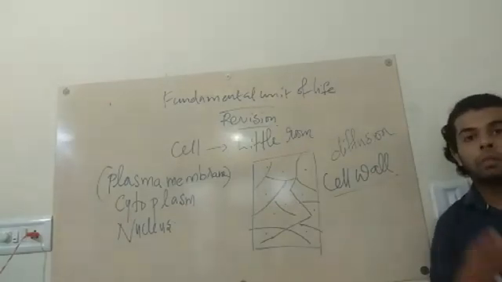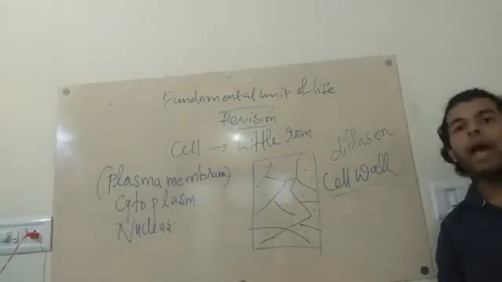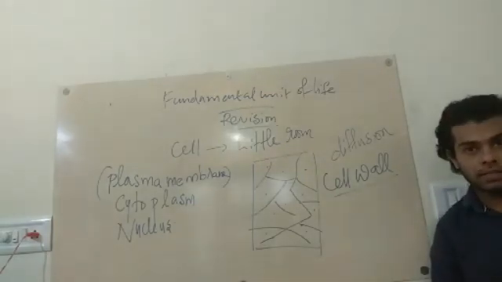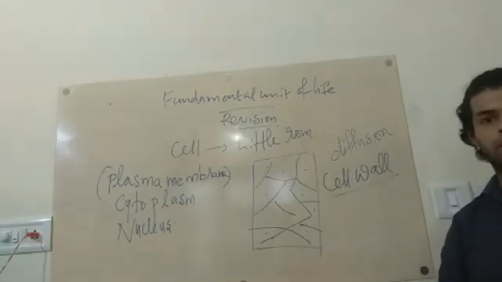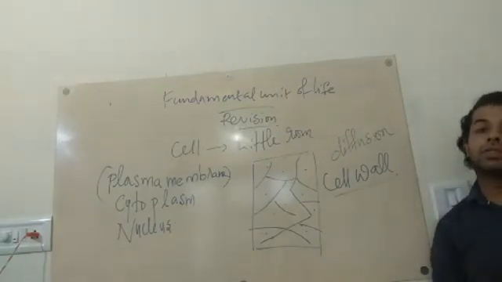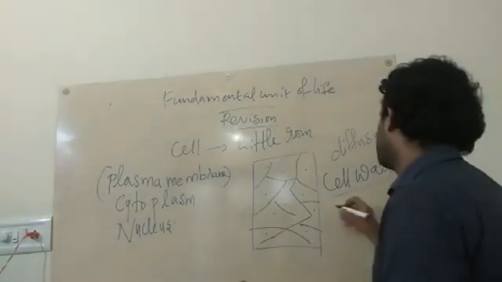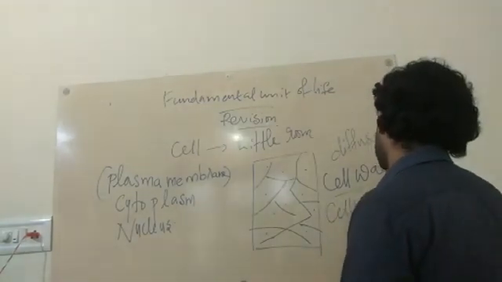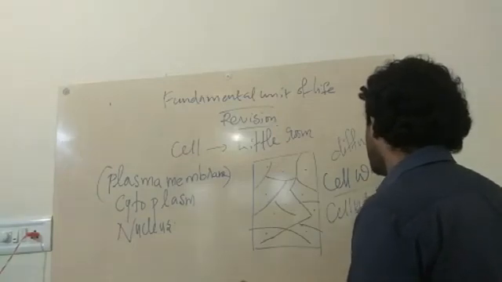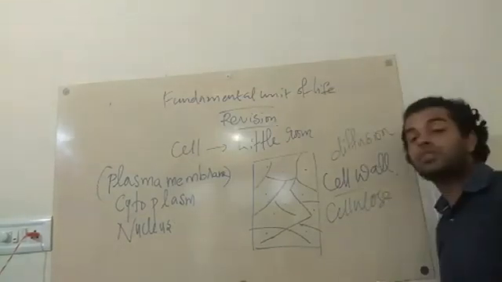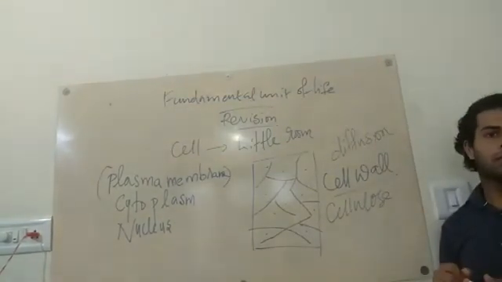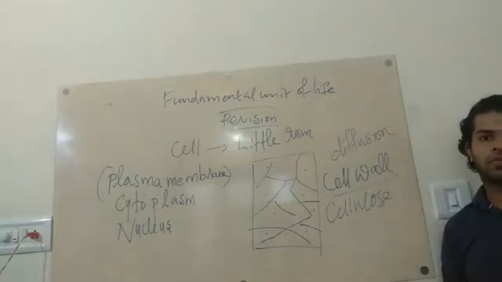Okay, so the plant cell wall is mainly composed of cellulose, and cellulose is a complex substance that provides structural strength to the plants.